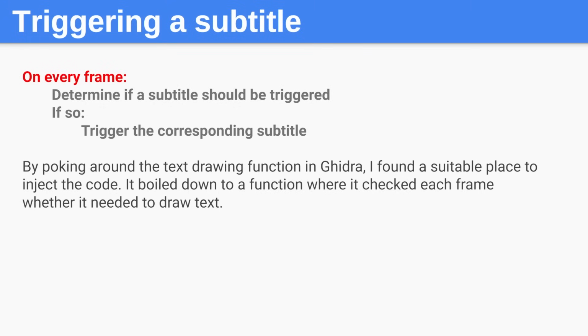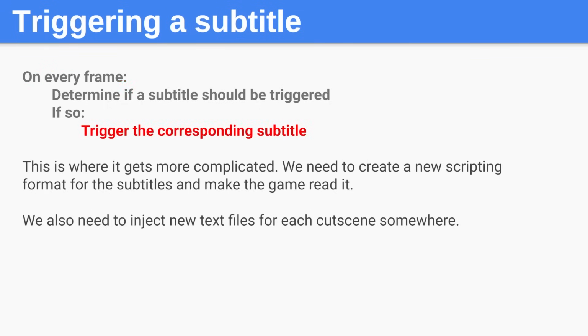So like we said, we need to find a suitable place to inject this code now. This was not too hard. By poking around the text rendering functions, I found a place where the game basically checked if it needed to draw text on that frame, and it did that every frame, so it was the perfect place to inject this code. But triggering the right subtitle gets a little complicated.